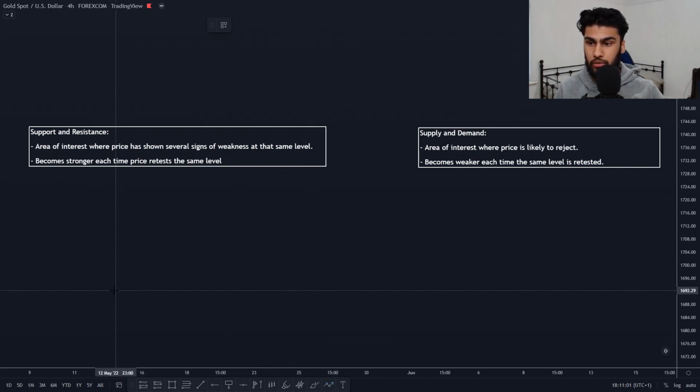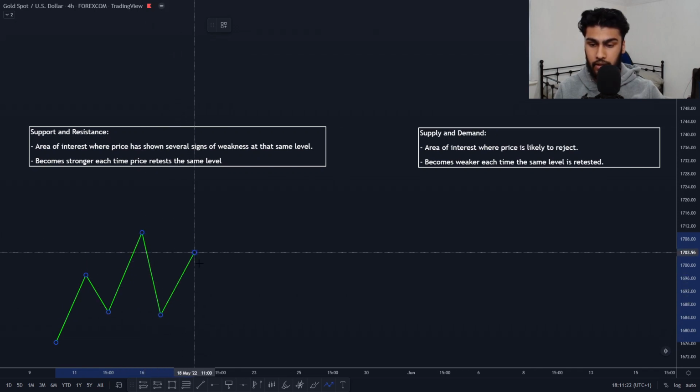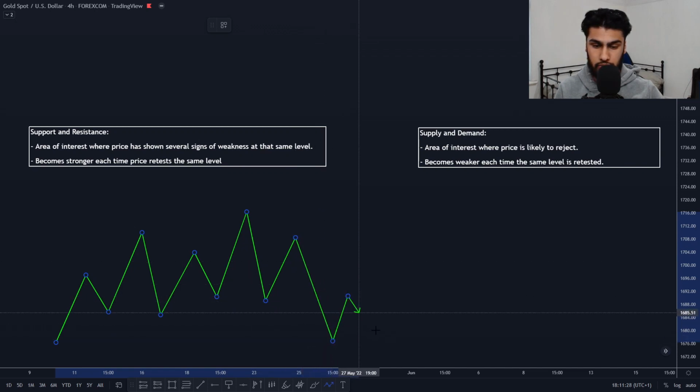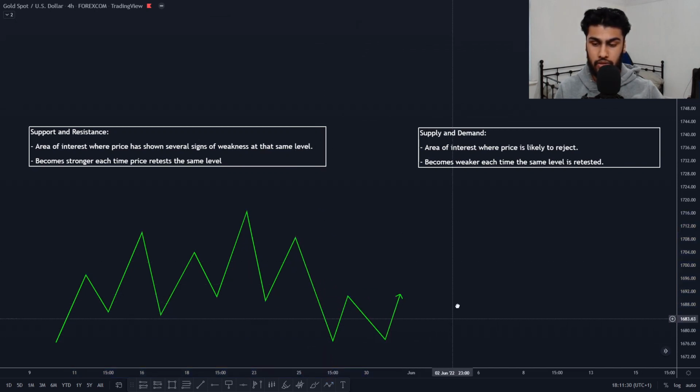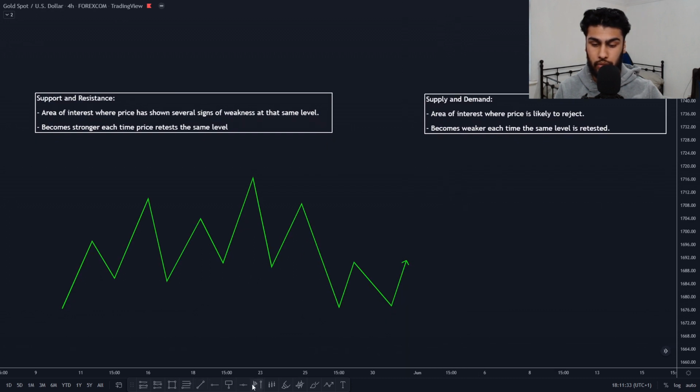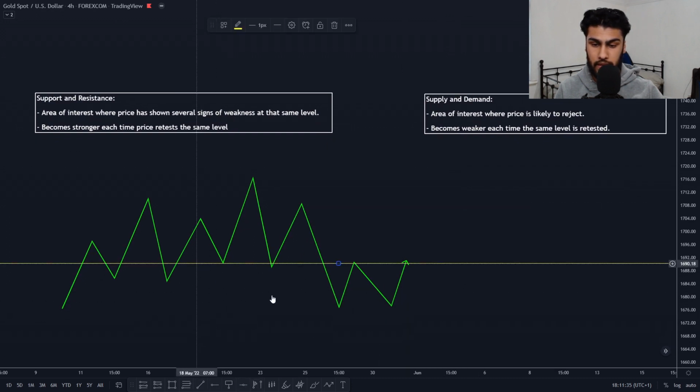So starting off with support and resistance, this is an area of interest where price has shown several signs of weakness at the same level, and it becomes stronger each time the price retests the same level. To give you a bit of a theoretical example of what that really means, say price is in an uptrend and price is starting to break levels and retest them. At this stage you can say, looking at price action, we can see that this area over here was a level of support.